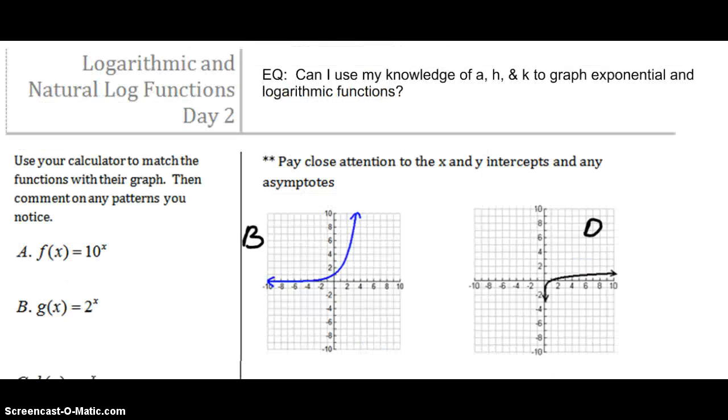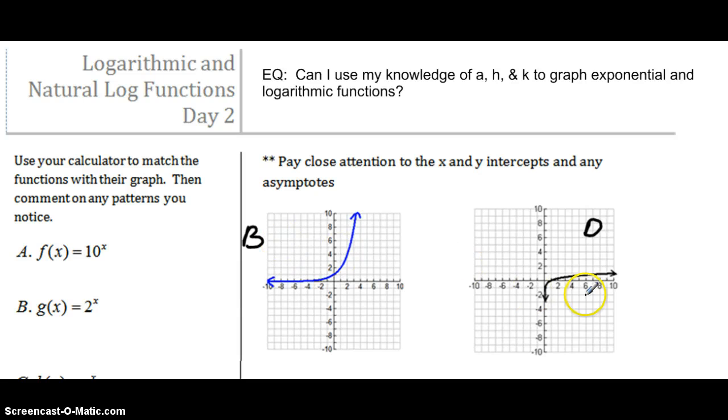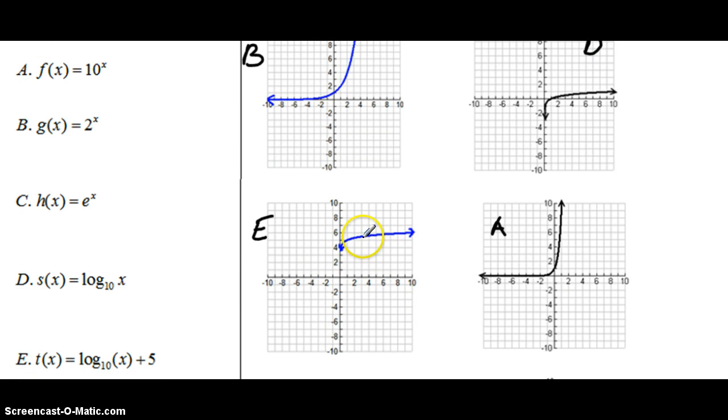Okay, for the logarithmic functions, I noticed that they're also increasing but at a slower rate, and that they flatten out to a vertical line. So the graph for D here flattens out to x equals 0, as does E, it's flattening out at x equals 0.